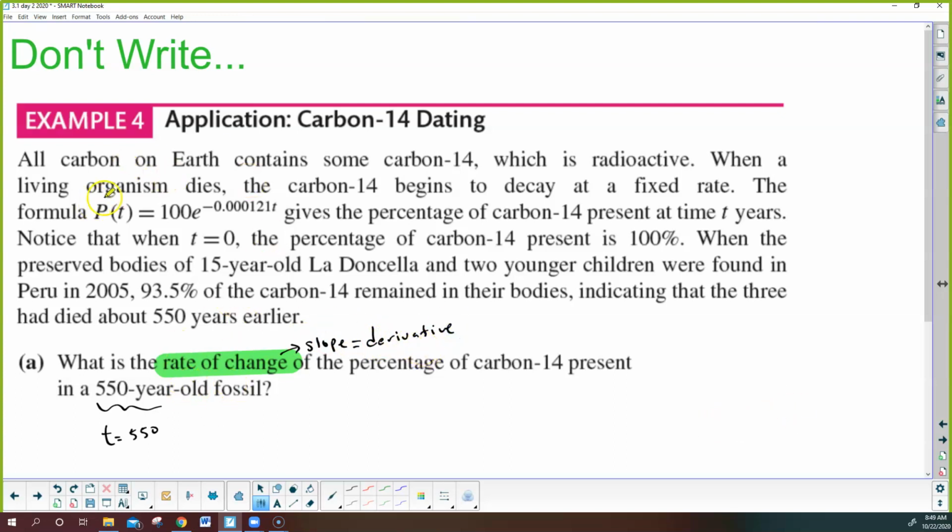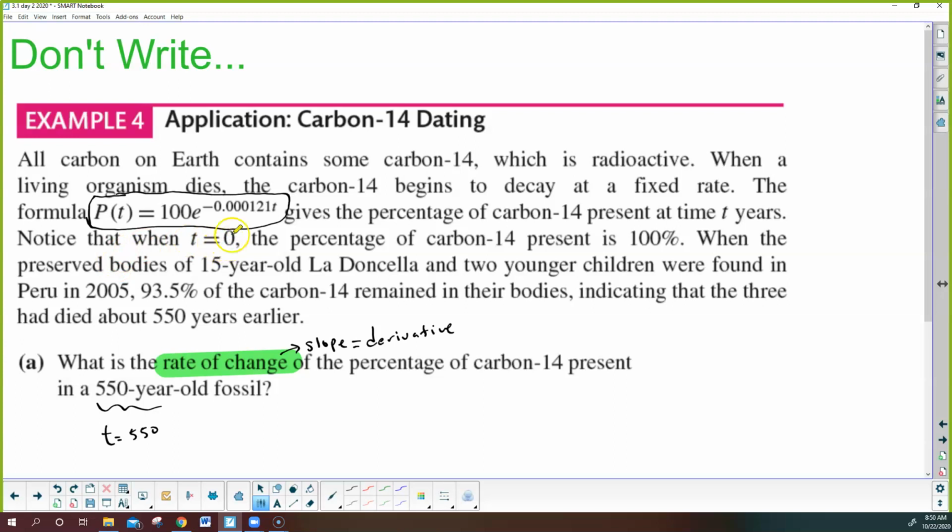All right, so now let's read and see what's actually going on. All carbon on Earth contains some carbon-14, which is radioactive. When the living organism dies, the carbon-14 begins to decay at a fixed rate. The formula, here it is. This is the rate at which an organism decays. So it's 100 times e to the negative and kind of a crazy exponent, but this is just an e to the x with an inside function. So it gives the percentage of carbon-14 present at t years. So that's why we want to figure out how much percentage of carbon-14 is left over from a 550-year-old fossil.